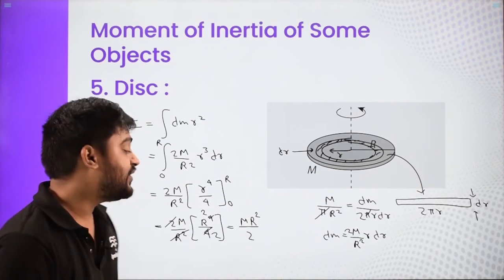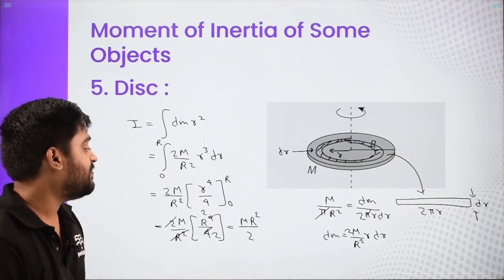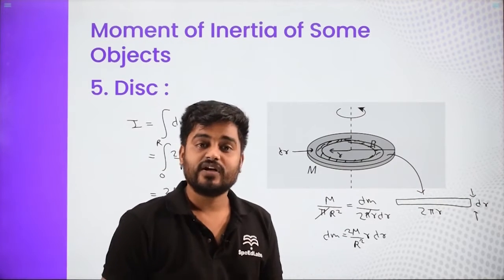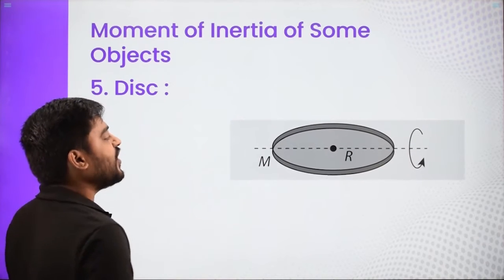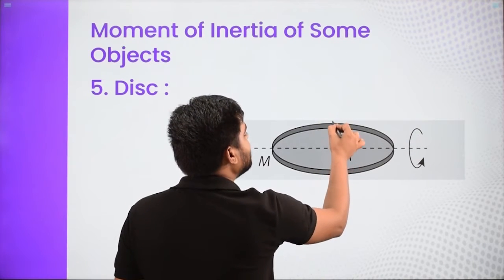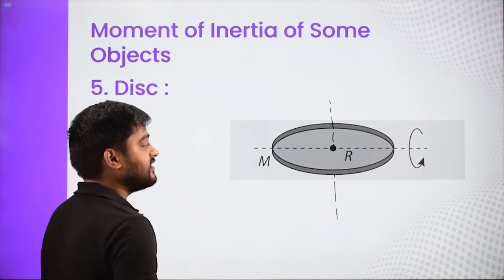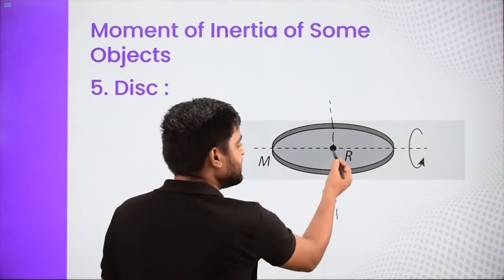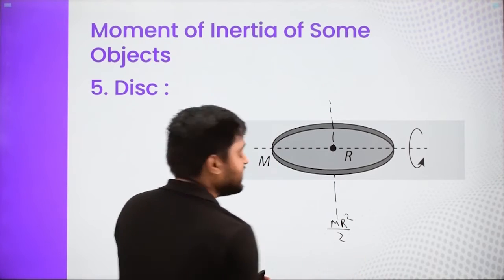Now we are going to utilize this and the theorems, perpendicular and parallel axis theorem, to get the moment of inertia about various axes of the disc. So let us see the next scenario. We already know that about this axis, which is perpendicular to the plane of the disc and passing through its center, the moment of inertia is given by mr square by 2, which we just derived.